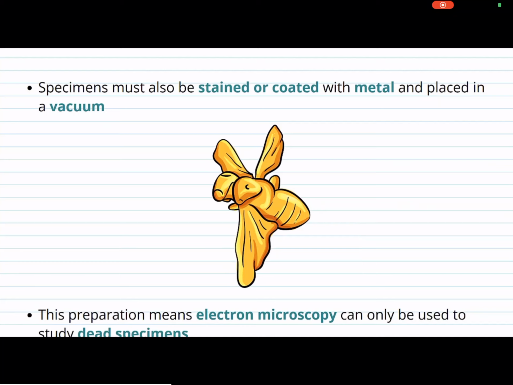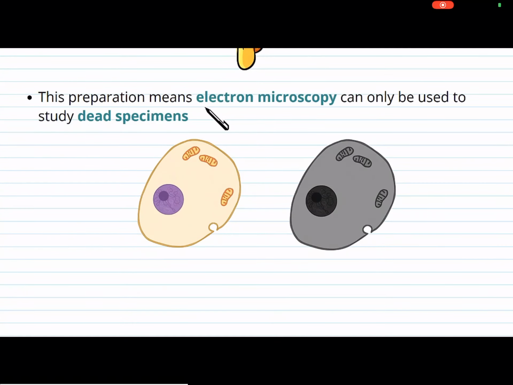The specimens also need to be stained or coated, often with a metal, and then placed in a vacuum, a space where there are no particles even in the air. So we can see a coat of metal around this fly specimen, for example. Because we have to coat them and place them in a vacuum, the cells will be dead because they cannot survive in a vacuum or being coated in metal. So electron microscopy only views things which are dead as opposed to living.